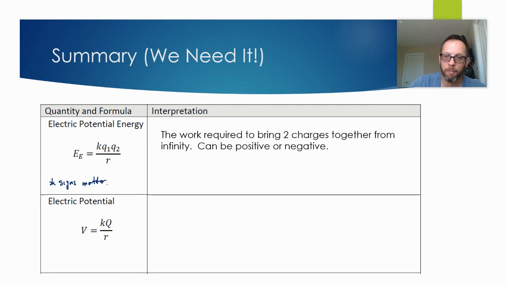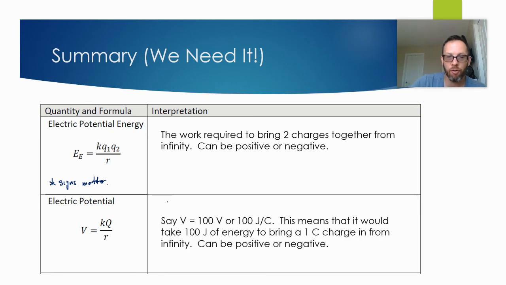So the potential is the potential energy per unit of charge. So what happens if we get a voltage of 100 volts or 100 joules per coulomb? This means it would take 100 joules of energy to bring a 1 coulomb charge in from infinity. And the signs matter here, can be positive or negative. So signs matter when you're calculating electric potential. And this is the equation for a point charge. And if you just imagine multiplying by a 1, well, then it's the electric potential energy for a 1 coulomb charge, right?